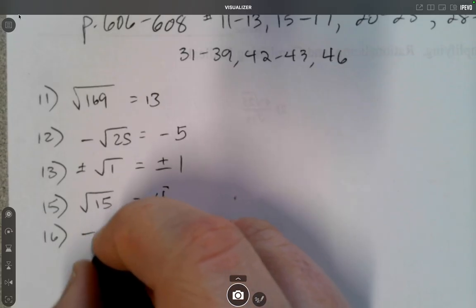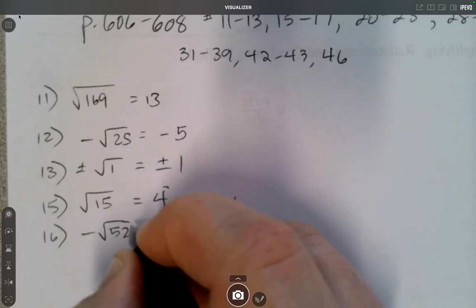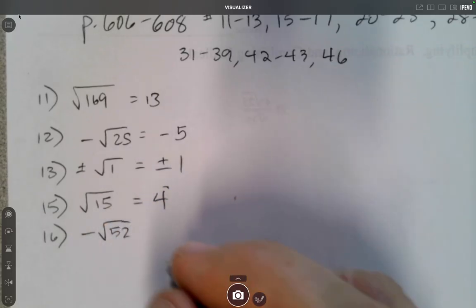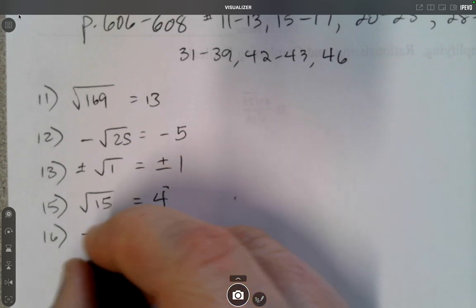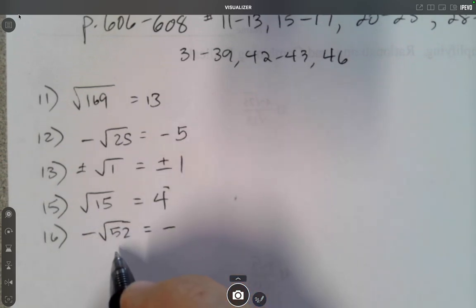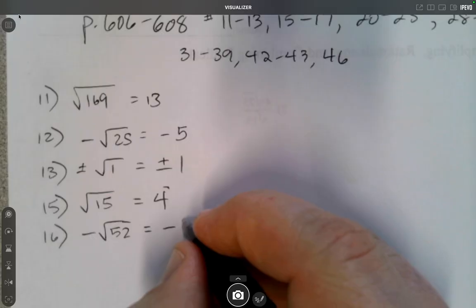16, we get negative square root of 52. So we're thinking, okay, what perfect square is that closest to? I'm going to keep the negative sign, but that's closest to 49, and the square root of 49 is 7.